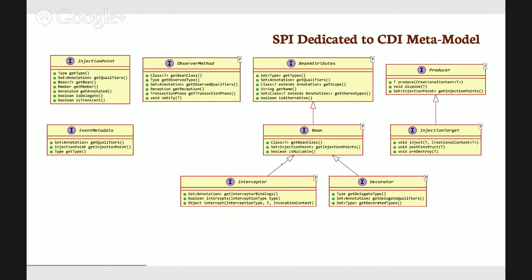By the way, you see that interceptor and decorator are also beans. They are special beans, but they are also beans. So you can inject stuff in a decorator, inject stuff in an interceptor. They are special beans, but they are beans. And you also have the concept of producer and injection target.